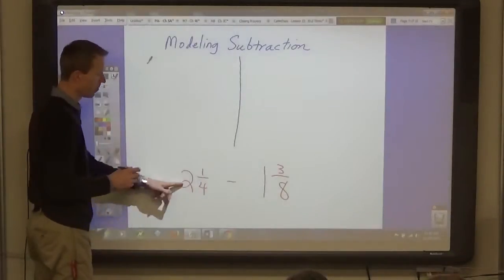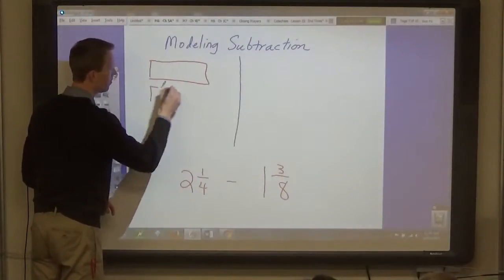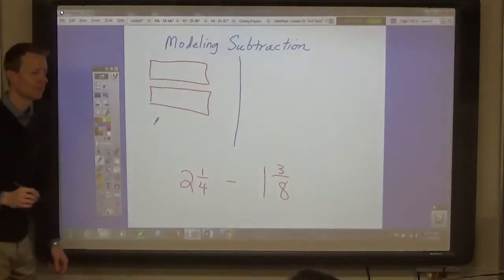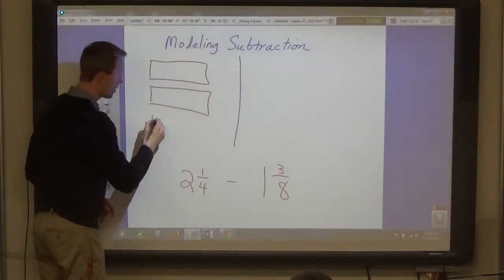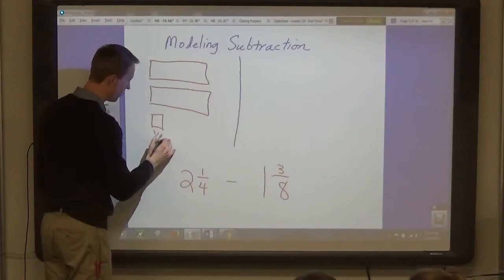Brett? 2 wholes. One box and one box. 2 buckets at 1/4. Good.